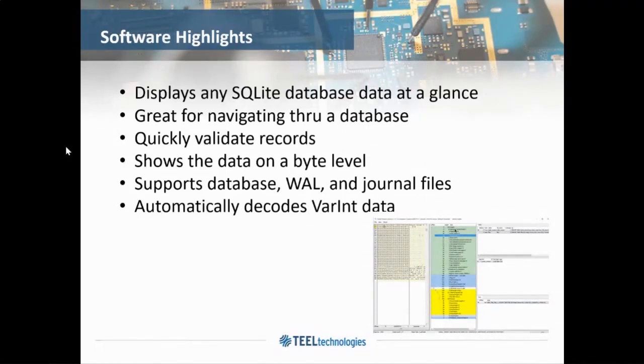If you have a record that needs to be validated, you can easily go in and just click through the software application and get to your user data or your record to validate the existence or non-existence of a record. It's going to show you the data at a byte level. So there's a window or a screen that's going to give you the hex and its ASCII conversion, so that you can look at it at a byte level. It supports SQLite databases as well as the WAL and journal files associated with the database.